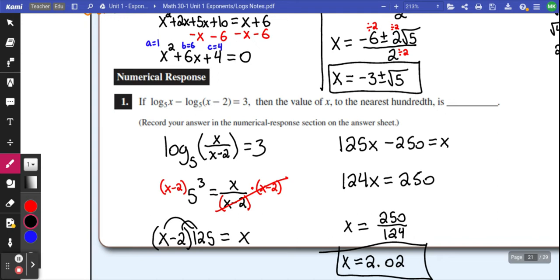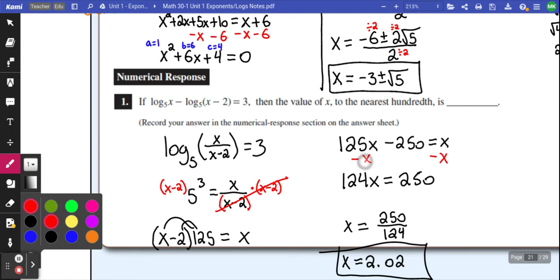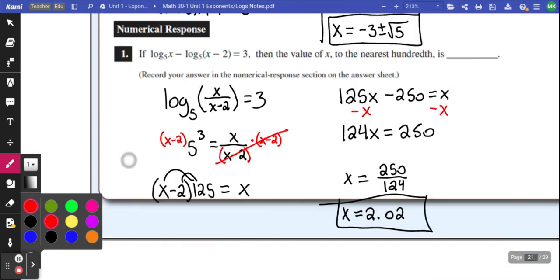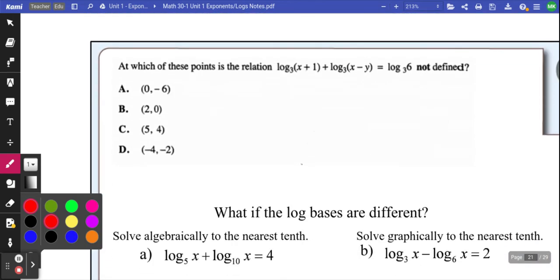Okay. Good question. I had to subtract 1x to the other side. Oh, yes. Feeling all right? Yeah, no, maybe so. Okay. This one.